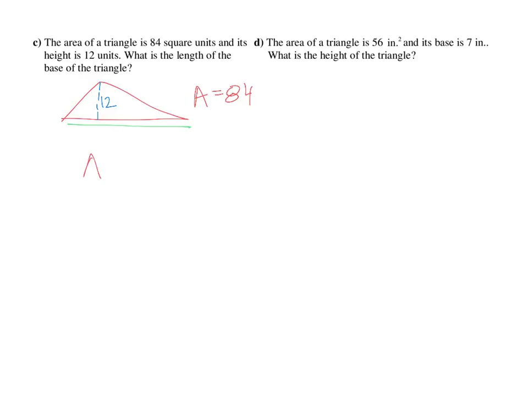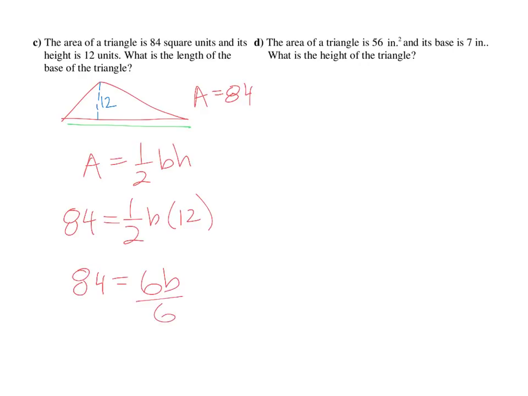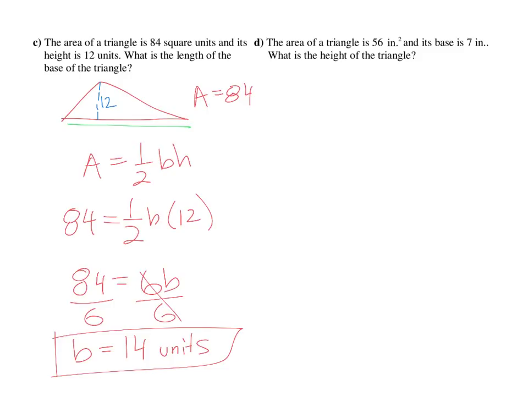All right, the area formula for a triangle is half base times height. So the area is 84. And that's equal to half the base, which is, I don't know, and the height, which is 12. So I end up with 84 is equal to 6b. Then I divide by 6. And 6 goes into 84 how many times? It goes in there 14 times. All right, 14, and it's going to be units. Done.